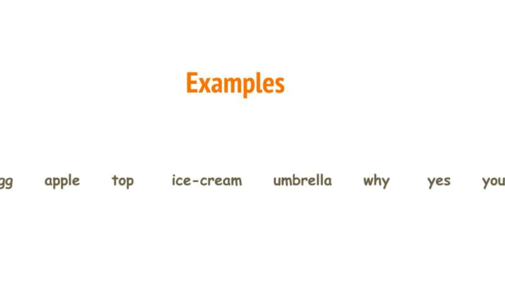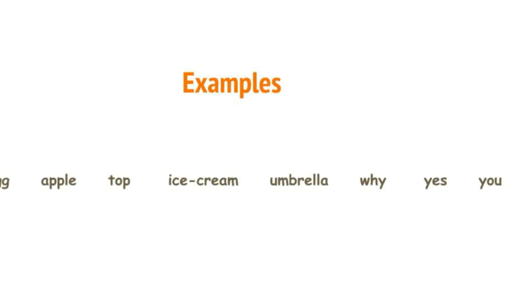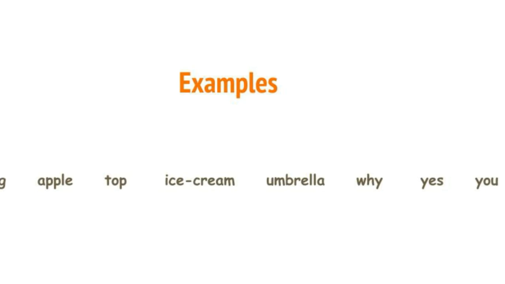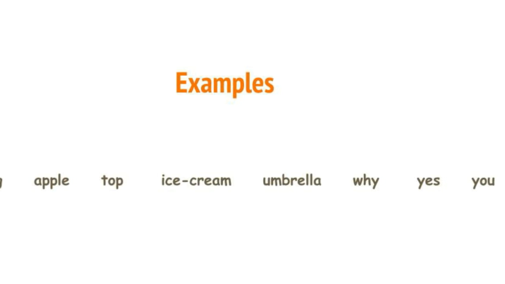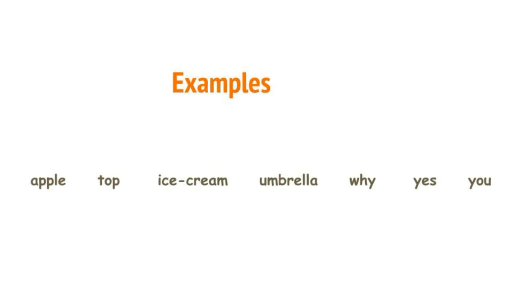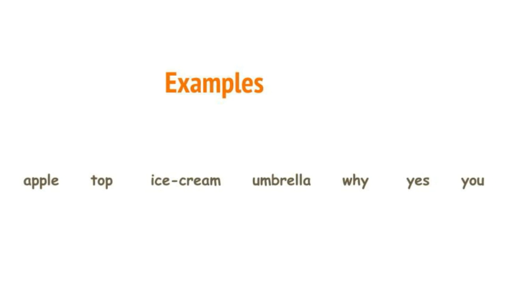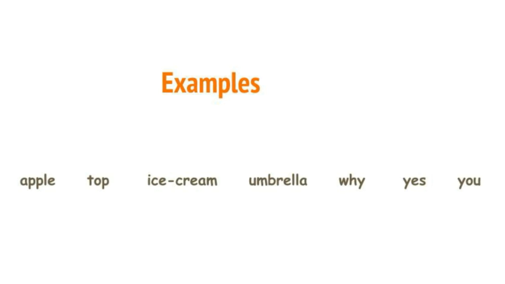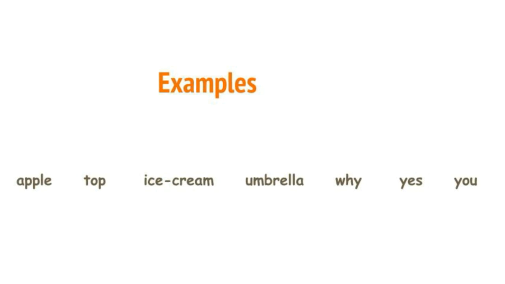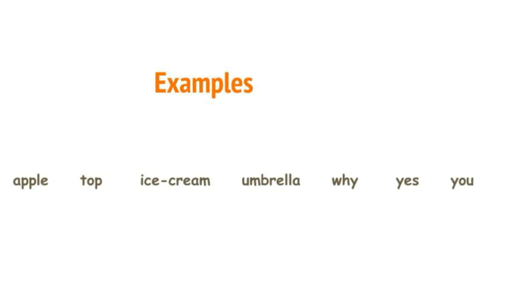Here's another word. Have a look. Why. W-H-Y. Here Y sounds like a vowel. So this will be called a vowel. Yes. Y-E-S. Yes sounds like a consonant. So in yes, Y will be called a consonant.